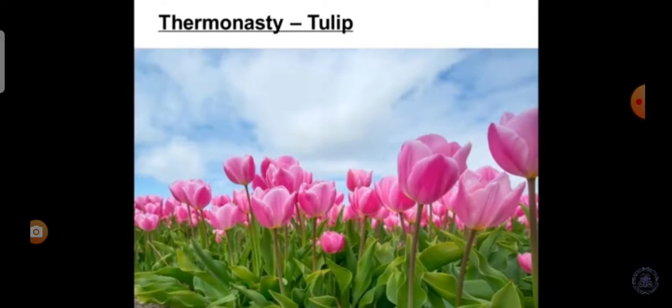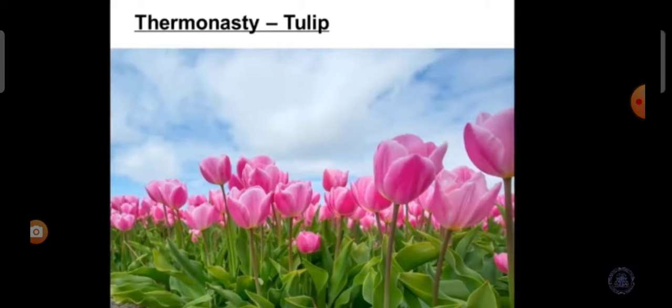The last one is thermonasty. Movement of a part of a plant associated with a change in temperature. Example, tulip. Tulip flowers bloom as the temperature increases.